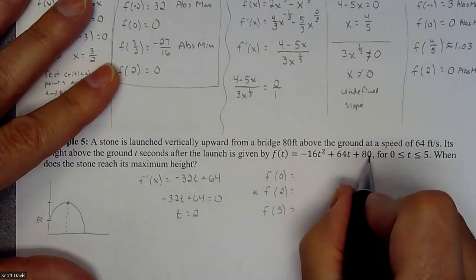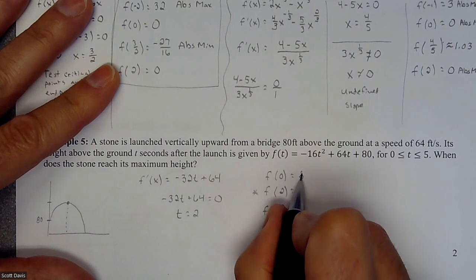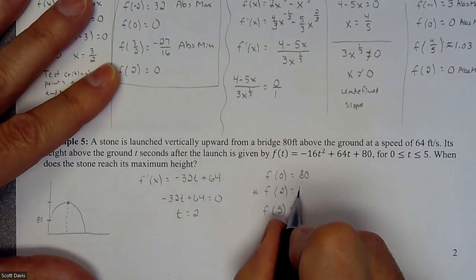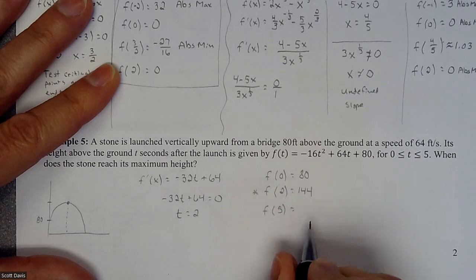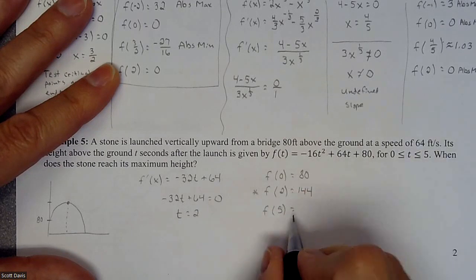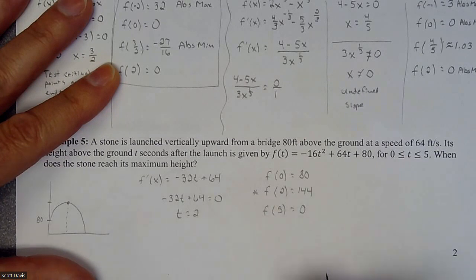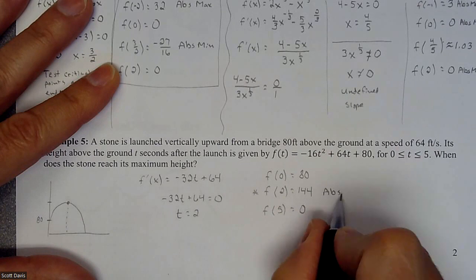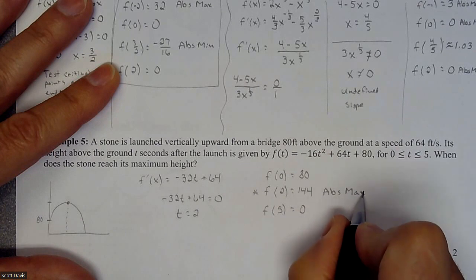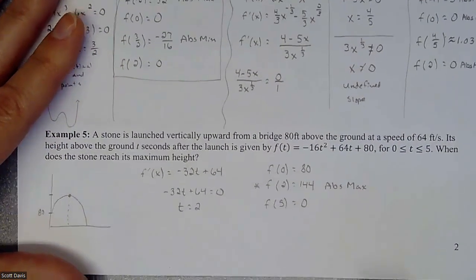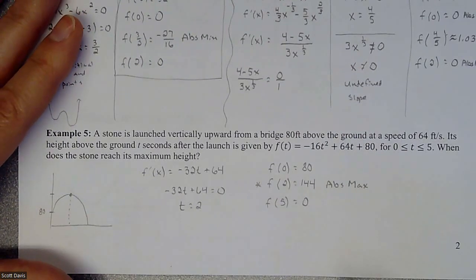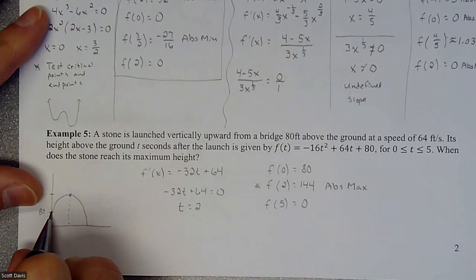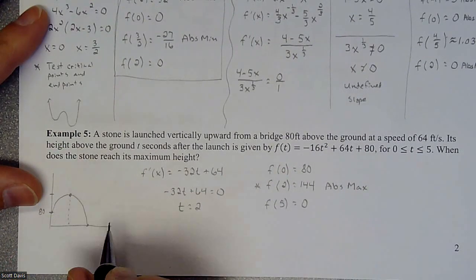If I plug in 0, everything goes away except for 80. If I take 2 and plug it in, I threw it into a calculator and it gave me 144. And if I plug 5 in, that gives me a 0. All right, so there is your absolute max. On any interval, you're guaranteed to get an absolute maximum and an absolute minimum. This is the absolute minimum. Here's an absolute maximum.